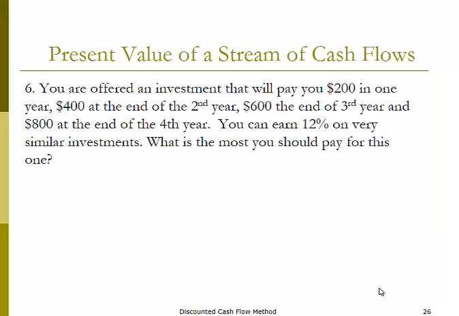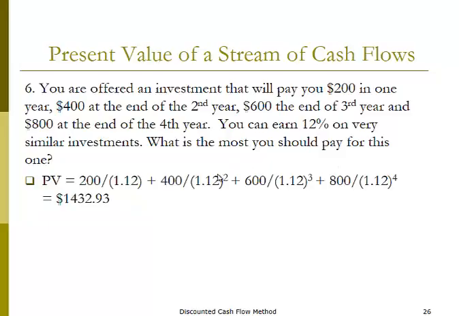Okay, let's do one problem. So the investment pays 200 in 1 year, 400 at the end of the second year, 600, and then 800. You can earn 12% on very similar investments. So this is just telling me that I need to use this as a discount rate in calculating present value. What's the most that you should pay for this one? Again, this is a valuation problem. You try to find what should be the value for an investment. And remember that valuation problem, you're looking for present value of all future cash flows.